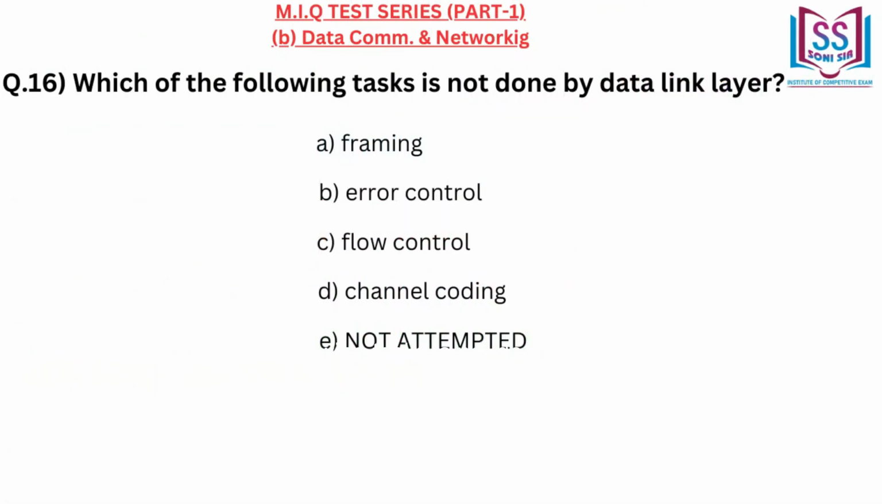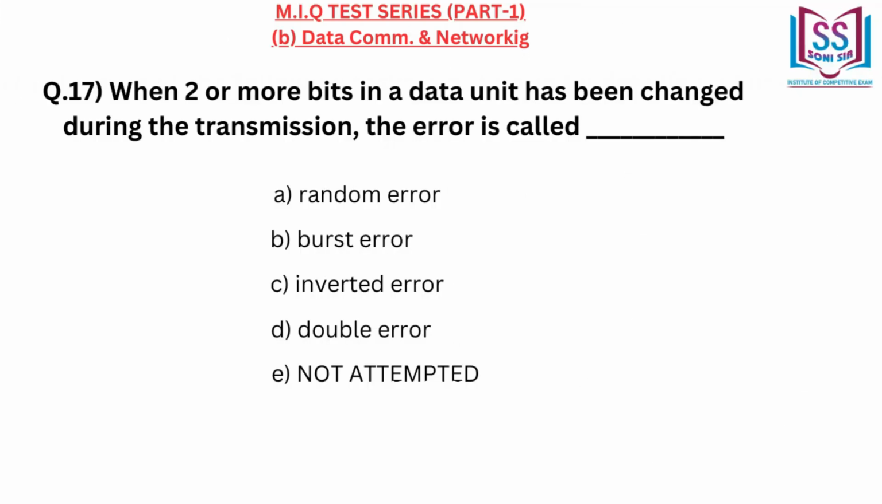Which of the following tasks is not done by data link layer? A. Framing. B. Error control. C. Flow control. D. Channel coding. When 2 or more bits in a data unit has been changed during the transmission, the error is called dash.